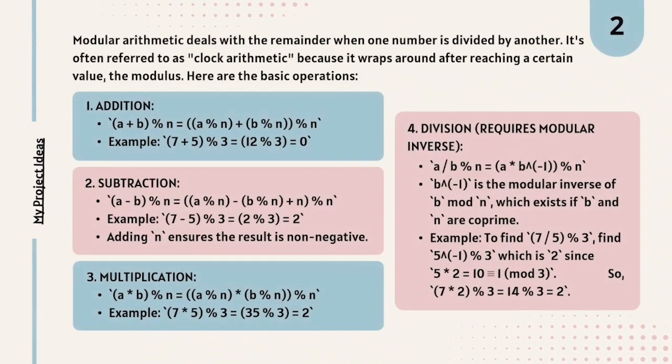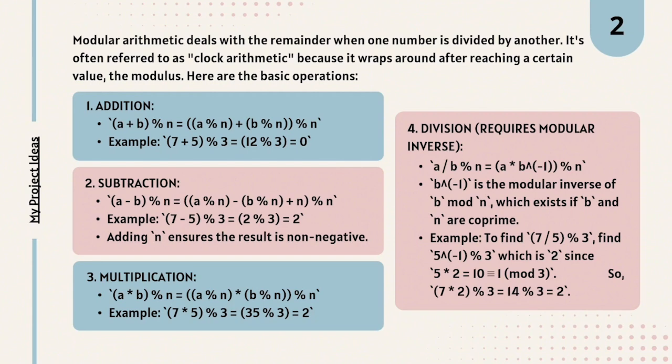Here we go. What is modular arithmetic, guys? Modular arithmetic basically deals with the remainder when one number is divided by another. Simple. It's often referred to as clock arithmetic. So what are the basic operations of modular arithmetic? Addition, subtraction, multiplication and division.